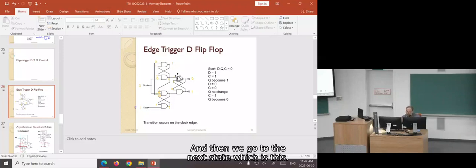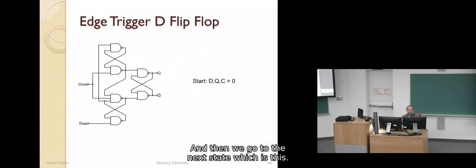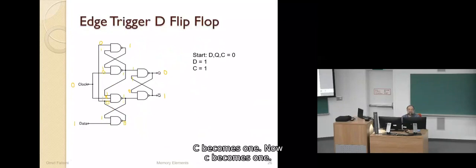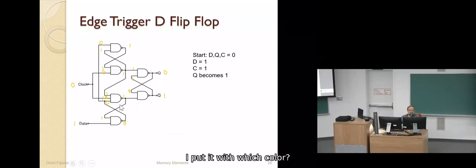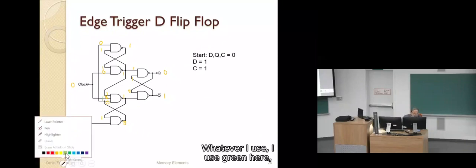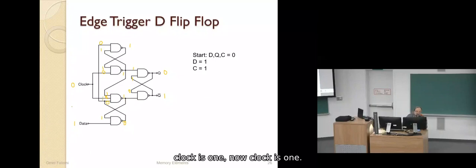we go to the next state, which is this. C becomes 1. Now C becomes 1. Let's see what happens. I put it with which color? Okay. Green, but I erased it, so it doesn't matter whatever I use. So I use green here. So clock is 1 now. Clock is 1.